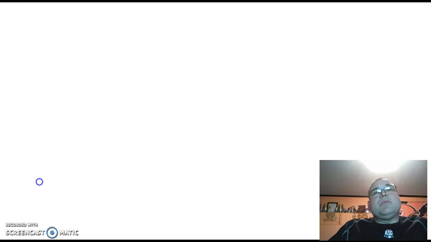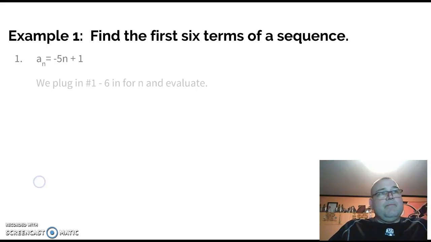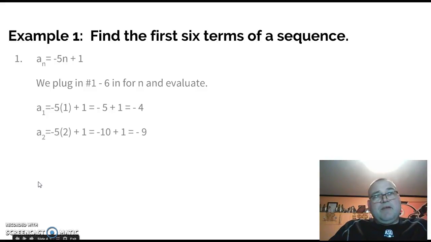Take a look at this example. Find the first 6 terms of a sequence where our explicit formula is negative 5 times n plus 1. Well, we would simply plug in the numbers 1 through 6 for n and evaluate. A sub 1, the first term, would be negative 5 times 1 plus 1, which is negative 5 plus 1, or negative 4. The second term, negative 5 times 2 plus 1, negative 10 plus 1, negative 9.